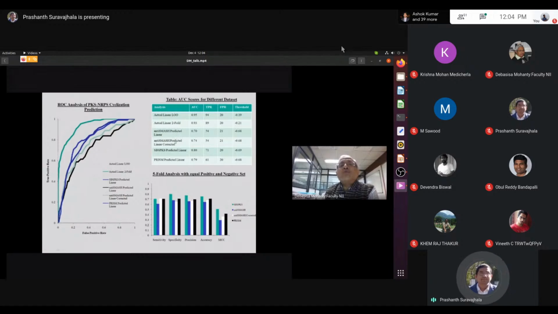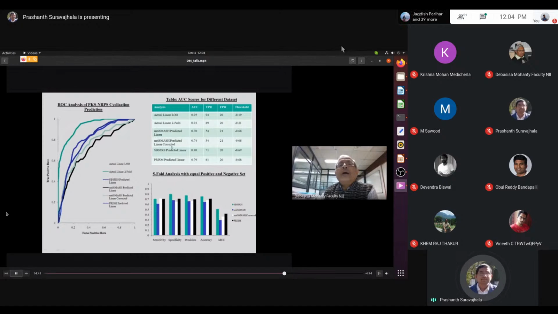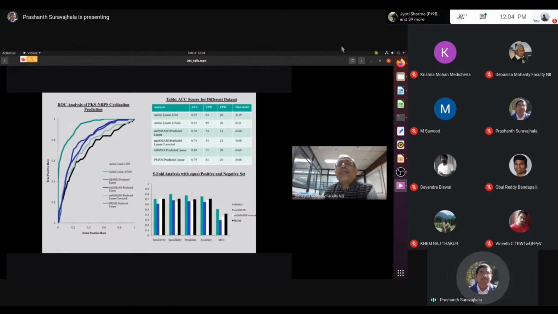What this table shows is that if somebody has the correct linear structure, you are able to predict the cyclization pattern with 95% accuracy. Whereas if you have a linear structure generated by software like antiSMASH, SBSPKS or PRISM, the predicted structure, the performance is reduced. And that is what has happened.